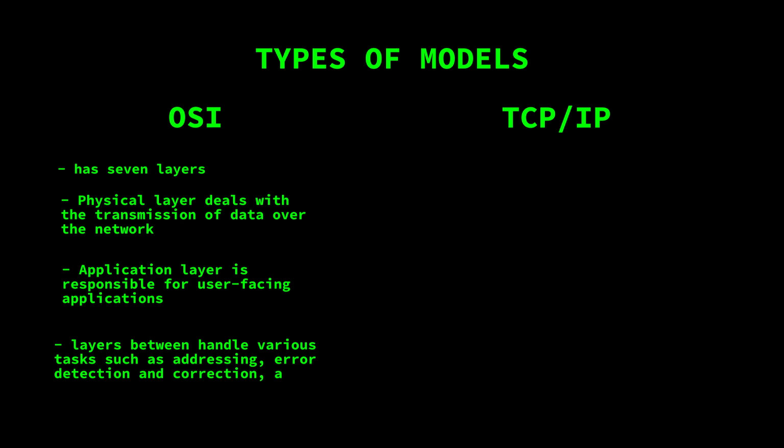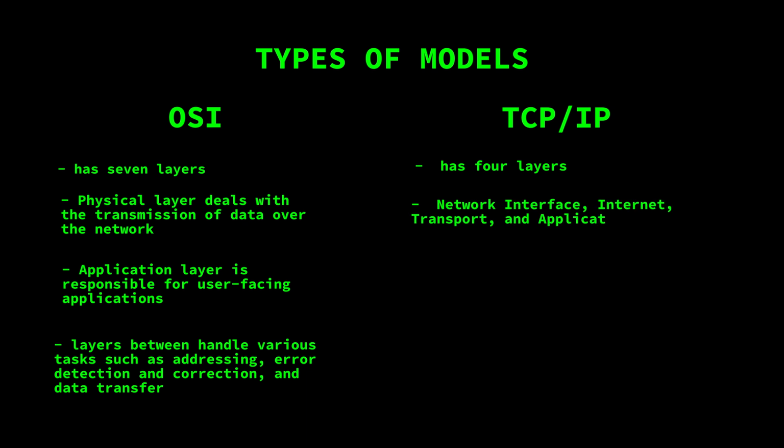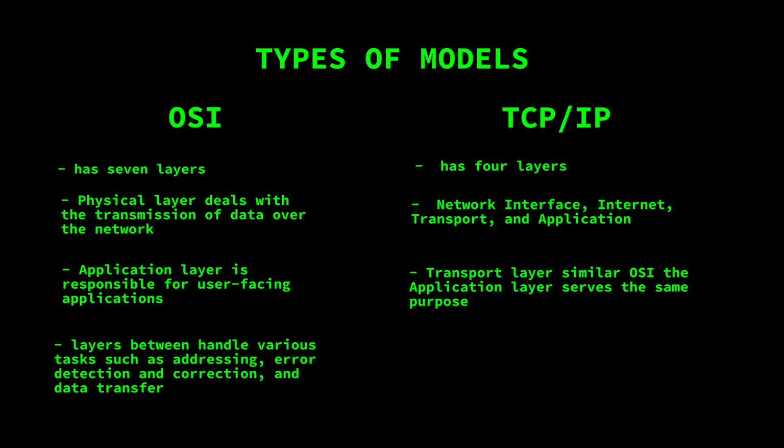The TCP/IP model, on the other hand, has 4 layers: network interface, internet, transport, and application. The transport layer is similar to its OSI counterpart, and the application layer serves the same purpose as in the OSI model. While the OSI model is more comprehensive and widely used in academic settings, the TCP/IP model is more commonly used in practice, especially for internet-based networks. Despite the differences between the two models, both provide a useful framework for understanding how data moves through a network. Let's have a look at the different layers in the models.